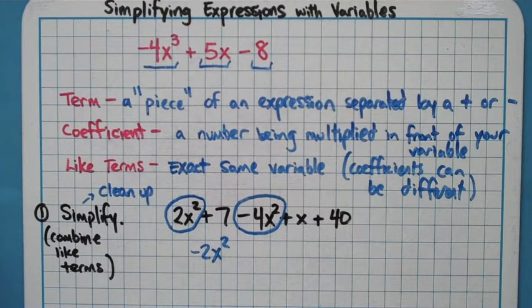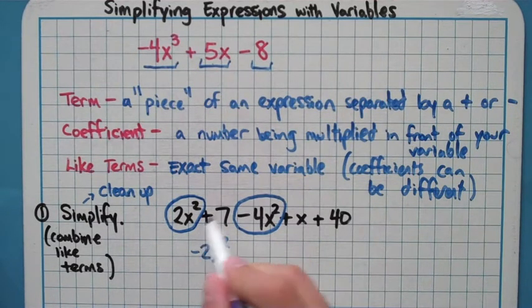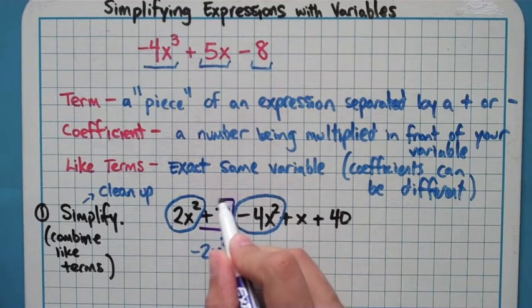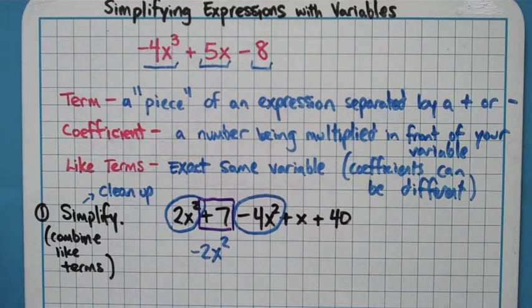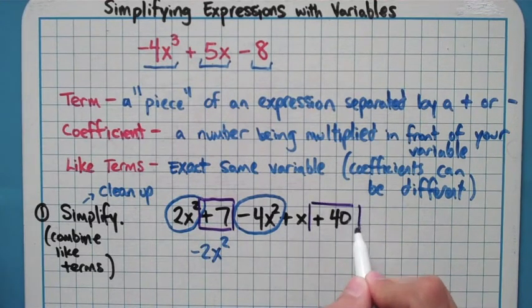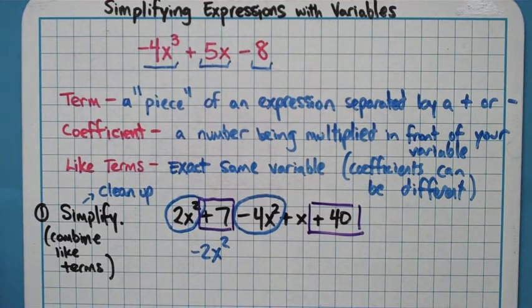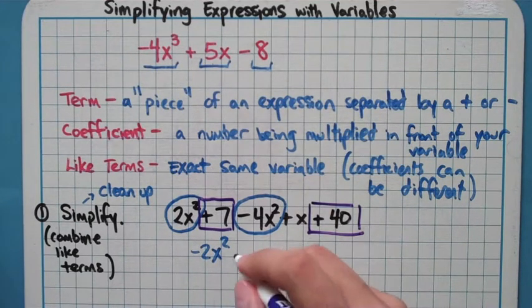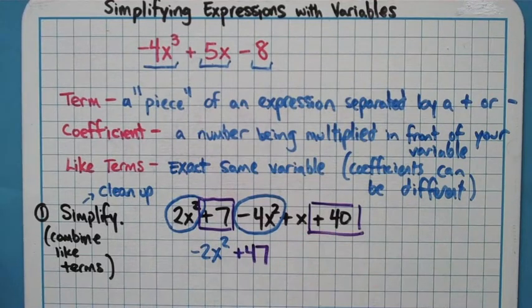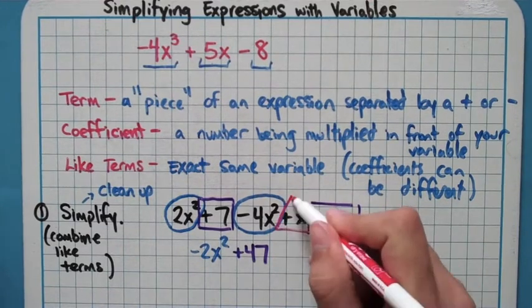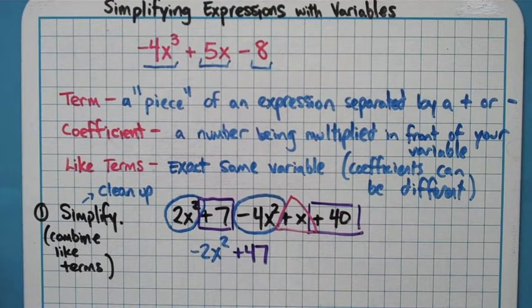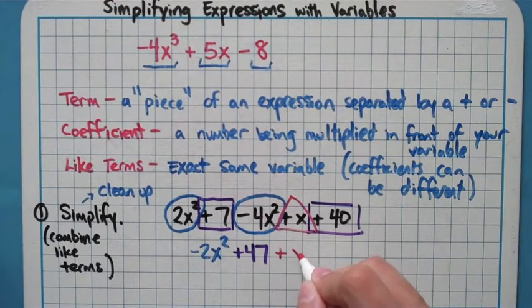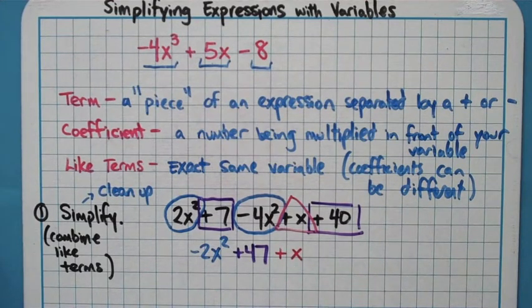I'll switch colors now. Next up, I have my next piece right here available is a +7. I'm going to put a box around that, purple box. So I have +7 here. This doesn't match, and I have a +40 as well. So +7 and +40 are going to make a +47. And that leaves me with my +x, put a triangle around this guy. There's no other triangles to go with the x right here, so that just stays +x, or +1x if you want to have a coefficient right there. Remember, there's a 1 in front if you don't see anything.